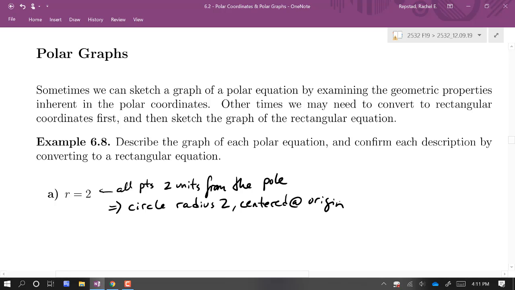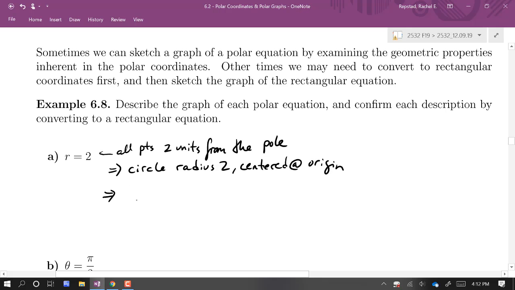And then it says confirm by converting to a rectangular equation. What is the rectangular equation for this? Well, that's the polar equation, r equals 2. What's the rectangular? Maybe a more helpful way to ask that question is, how do we usually write the equation of a circle of radius 2 centered at the origin? So r times cosine theta will give us the x coordinate of a point. No, 2 pi r. Nope. 2x plus 2y. Nope. So the equation is x squared plus y squared equals r squared.